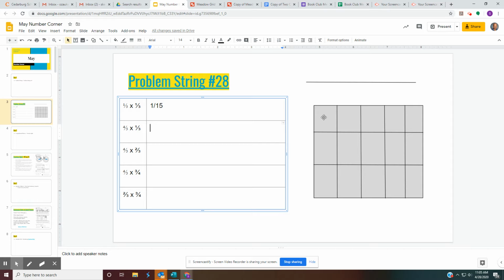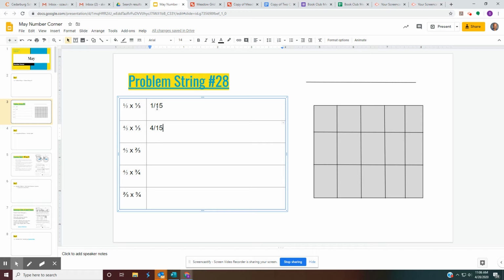So if I shade all the way down through here, now I'm looking at places that I have overlapped in my shading, and I see that I've overlapped in 1, 2, 3, 4 of my pieces. 4 out of 15, correct? Now let's consider this a math problem, right? 4/5 times 1/3.